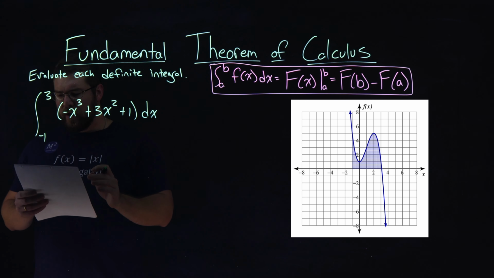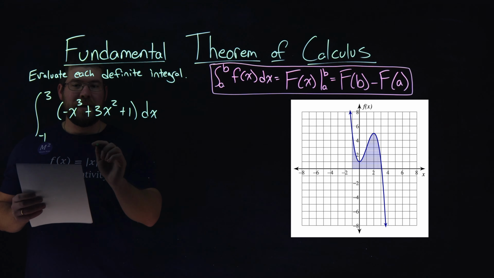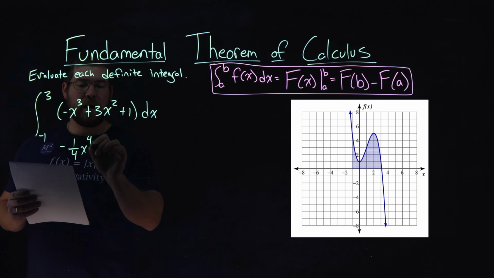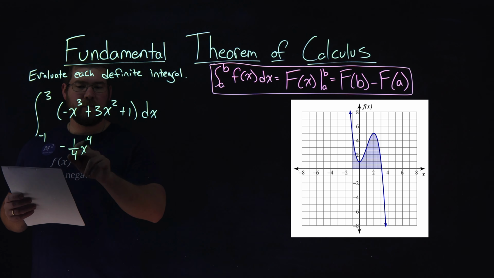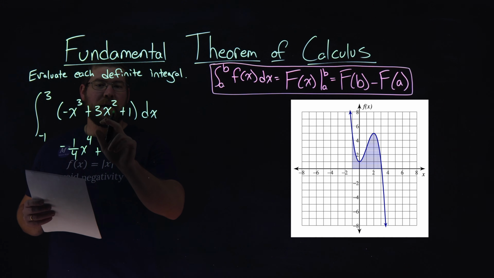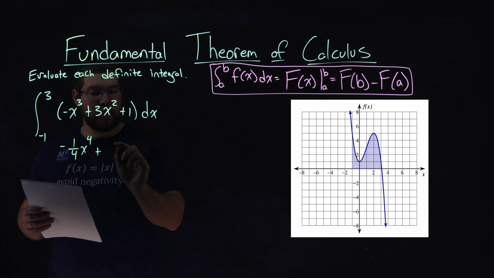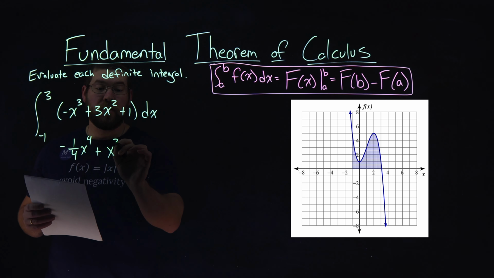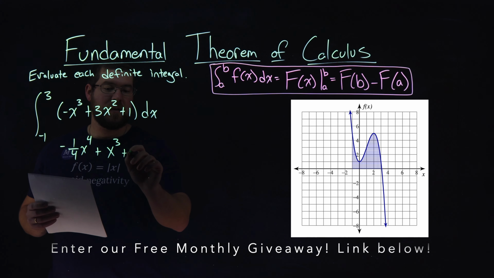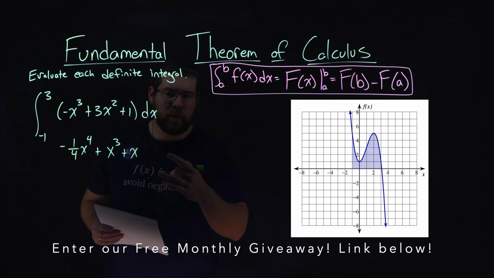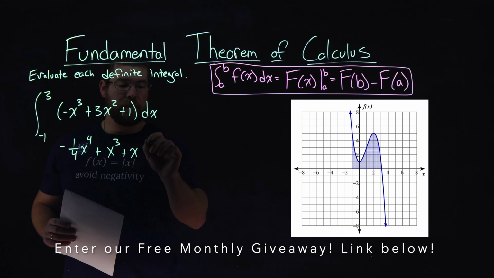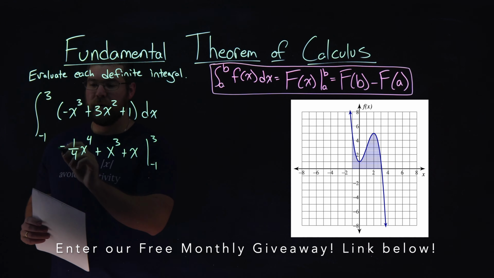So, the integral of negative x to the third power would be a negative 1/4 x to the fourth power, right? Take a derivative of that part, and we will get negative x to the third power. Plus, the integral now of 3x squared would be x to the third power, which gives us 3x squared, and then plus 1 would just be an x. Normally we would add a plus c here, but we're integrating from -1 to 3.